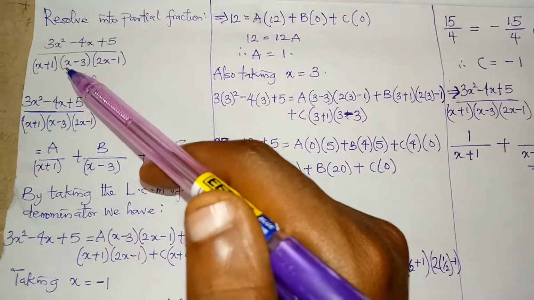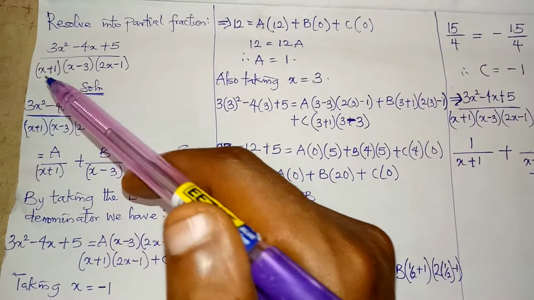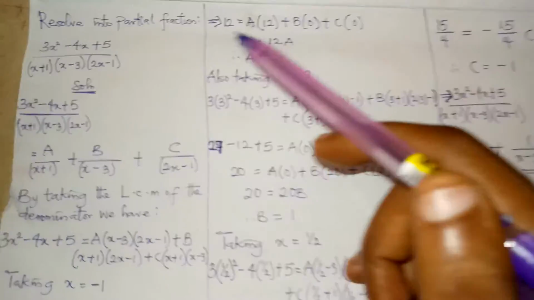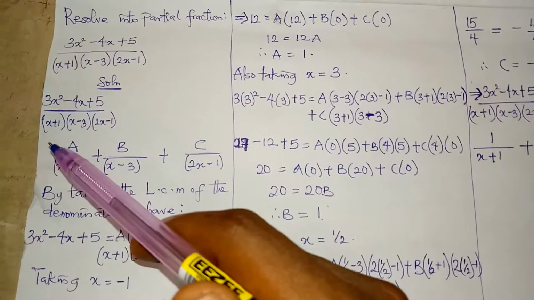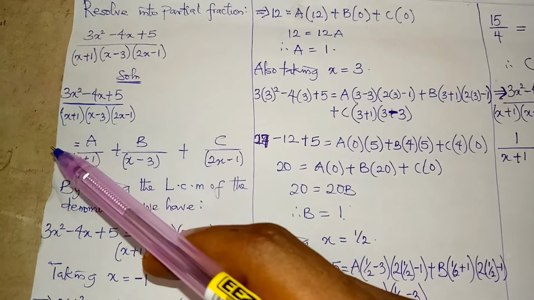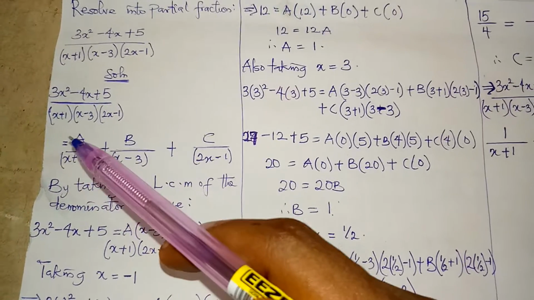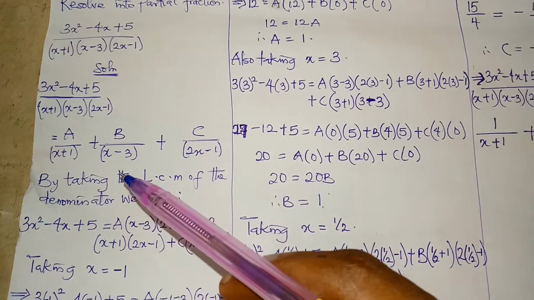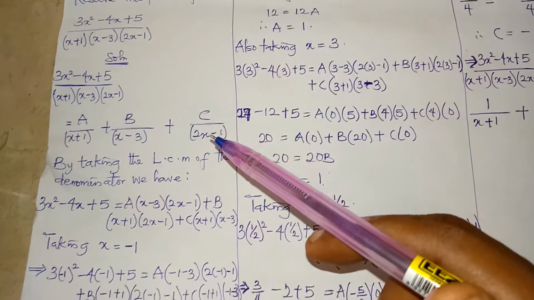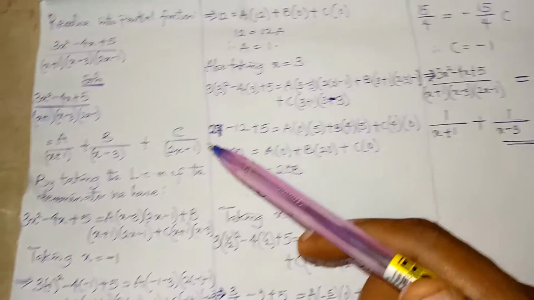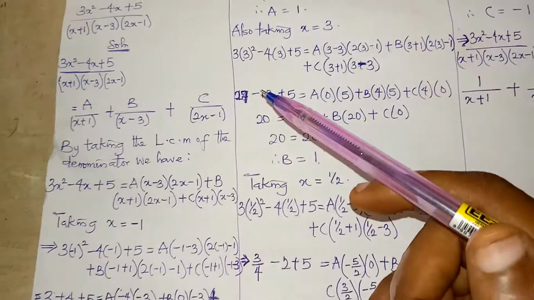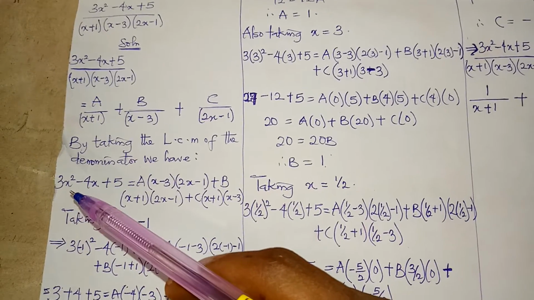You can see that our denominator has already been split, so there's no need to factorize anything again. That means I'll split it into 3. That's why we have A over x plus 1, plus B over x minus 3, plus C over 2x minus 1. So the next thing for me to do is to take the LCM.